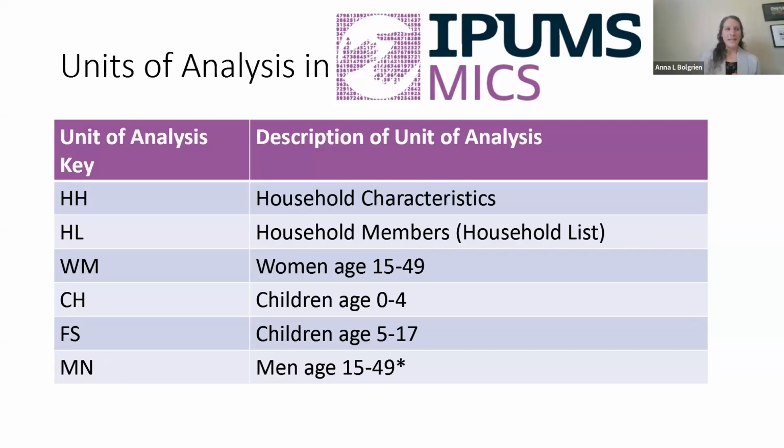And finally, many samples include information on men, MN, in the household. These men are typically age 15 to 49, though some samples have a slightly different age range. And again, this is a data set of information about all of the men in the household. So there's a lot of information about a lot of different people within the households across all of these different units of analysis.